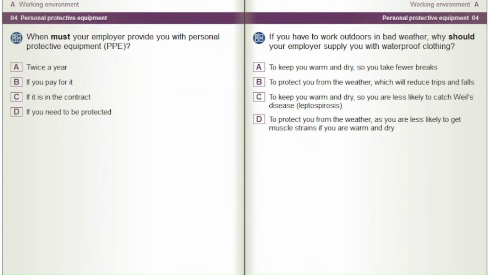When must your employer provide you with personal protective equipment, PPE? Twice a year. If you pay for it. If it is in the contract. If you need to be protected.